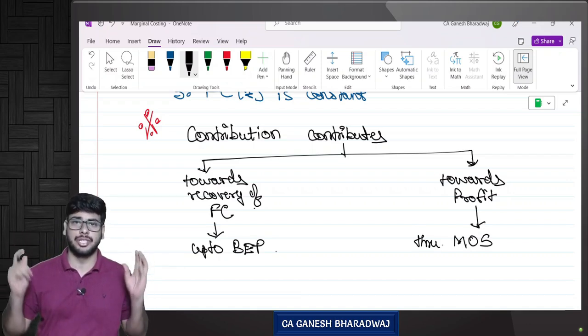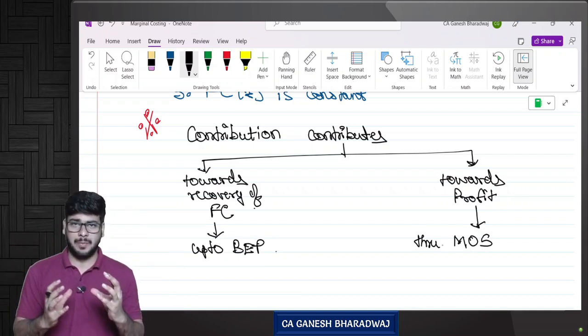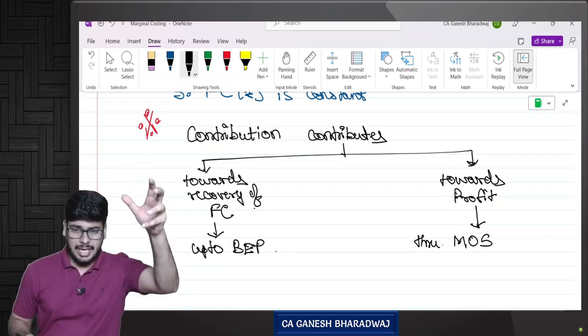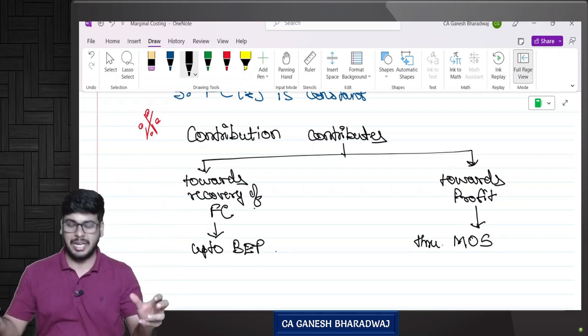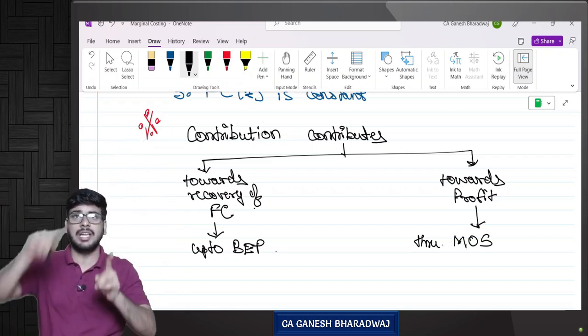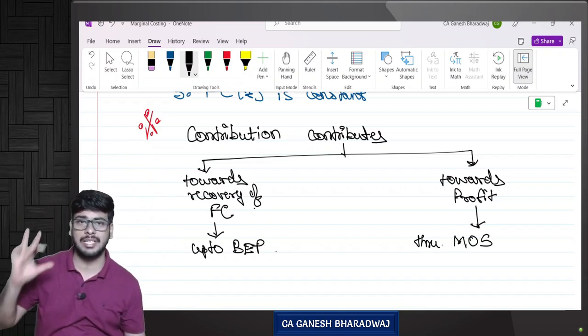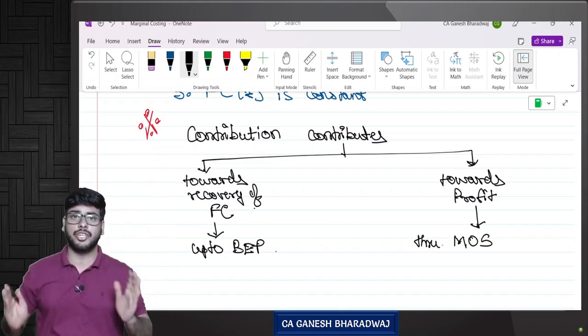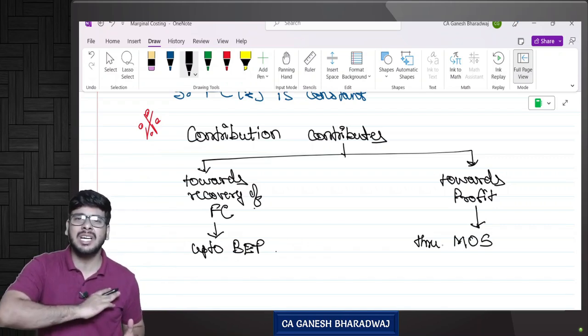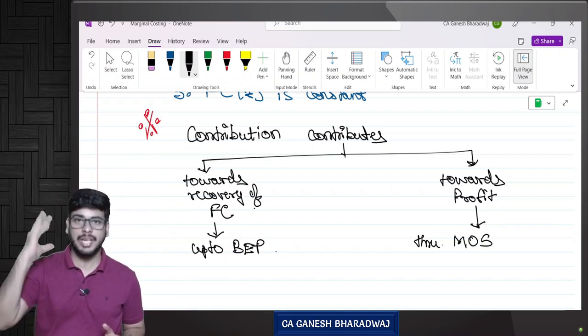Are you clear with this? So your entire contribution is made up of what? Fixed cost plus profit, or in other words, your entire sales is made up of what? Your break-even point and margin of safety. Always remember this. So this vertical and horizontal statement, you always remember. Make the marginal costing jodies with you. Have it ready so that any kind of question that comes your way, you can easily tackle it.